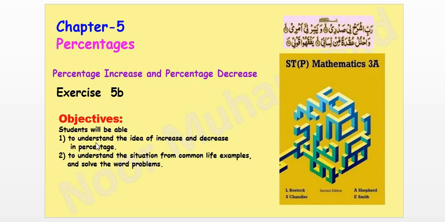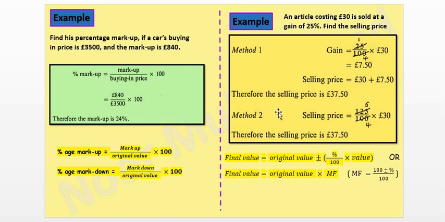So in my first video I discussed how you can find the percentage increase and percentage decrease, and I discussed some of the word problems or situations that we deal with in common life. So quickly let me explain this example, because in this video I'm going to explain questions of this type. An article costing £30 is sold at a gain of 25%. Find the selling price. Selling price is the final price.